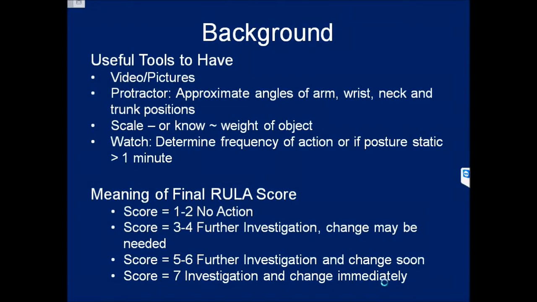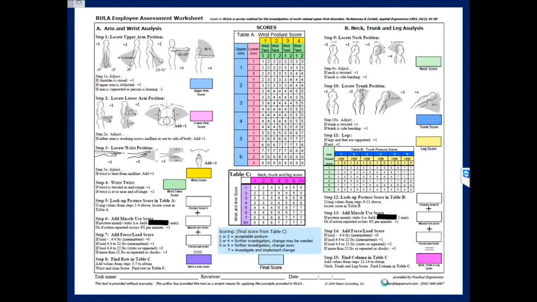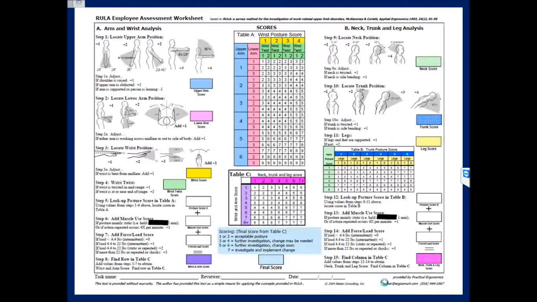And so here's the RULA sheet similar to what I used. In the upper part on the left-hand side, you do an arm and wrist analysis. Included in this, at the end, is a frequency and muscle score. And then you also do a neck, trunk, and leg analysis. And then when you finish with that, you come to table C and you get a final score.